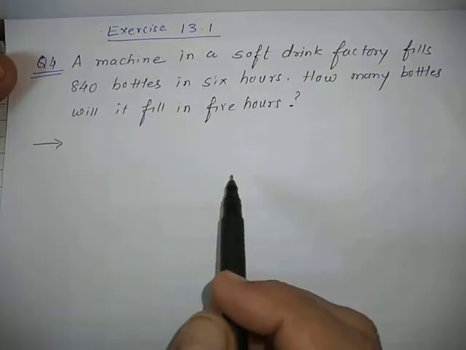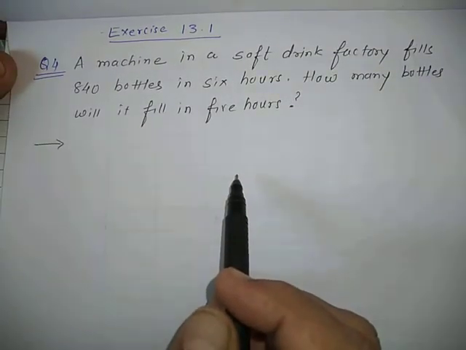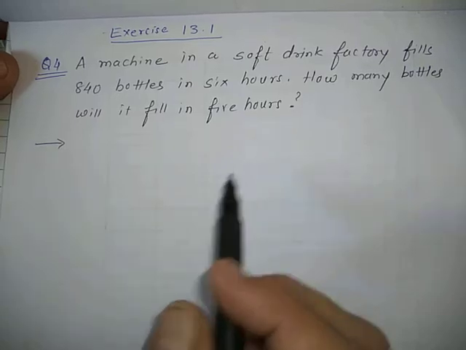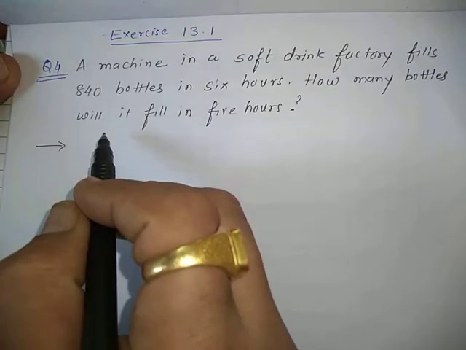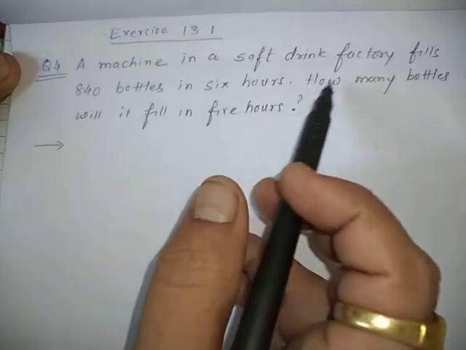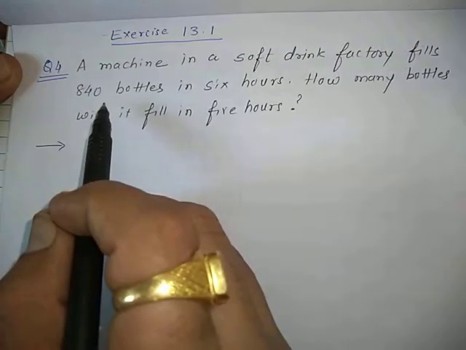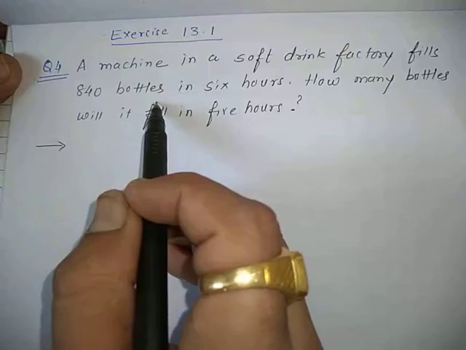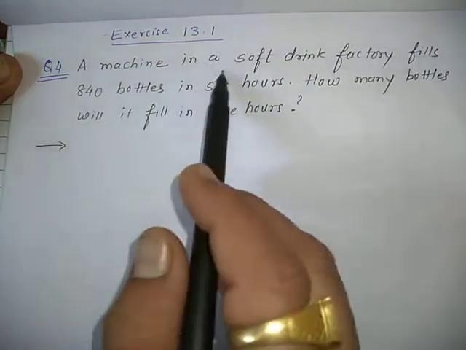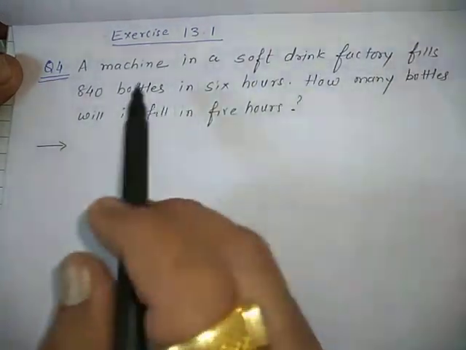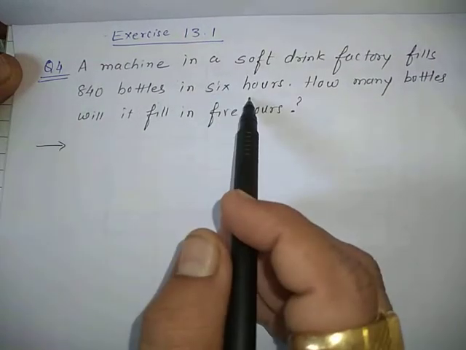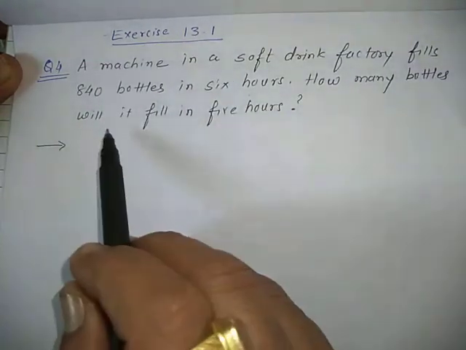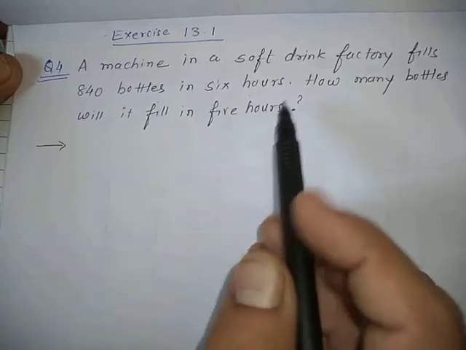Friends, let's continue with our exercise 13.1. Question number 4. A machine in a soft drink company factory fills 840 bottles in 6 hours. How many bottles will it fill in 5 hours?